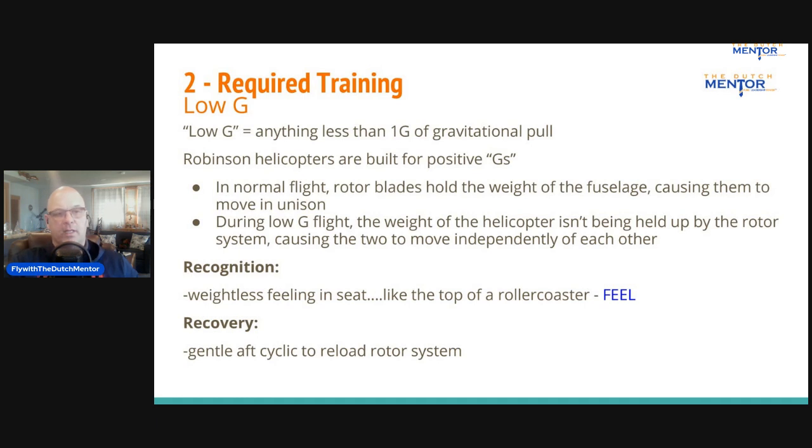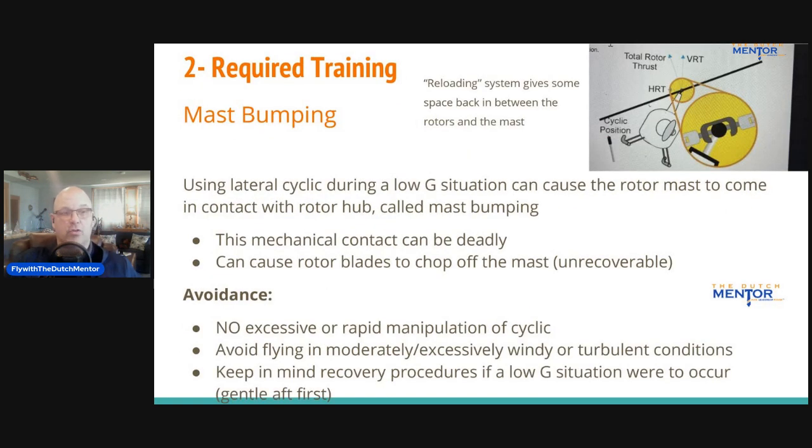So it is something that can happen in normal flight, right? When we hold the blades and the weight of the fuselage and cause them to move in unison, right? It's supposed to be together. When we have a low G effect, essentially both are floating, and there can be a separation of the body versus the rotor itself. And this effect can lead to mast bumping. Right, and the mast bumping can lead to actually cutting off the tail of the aircraft itself.